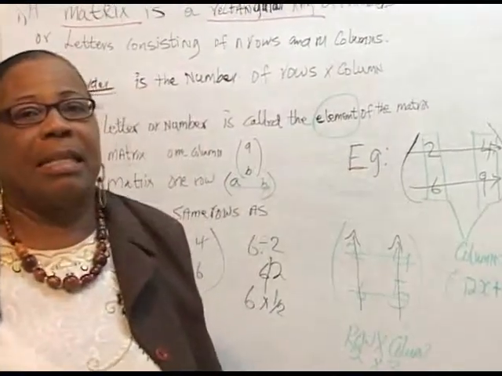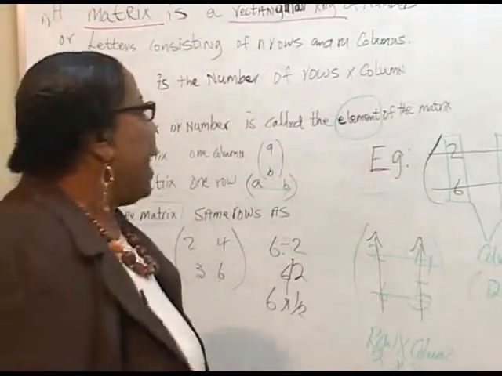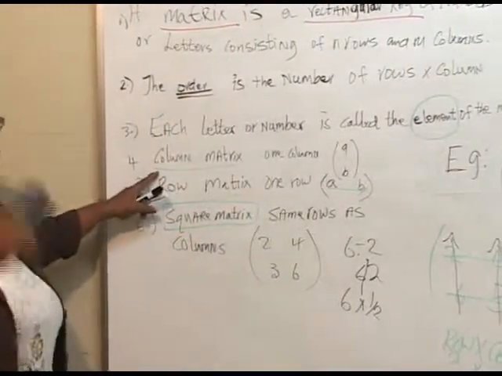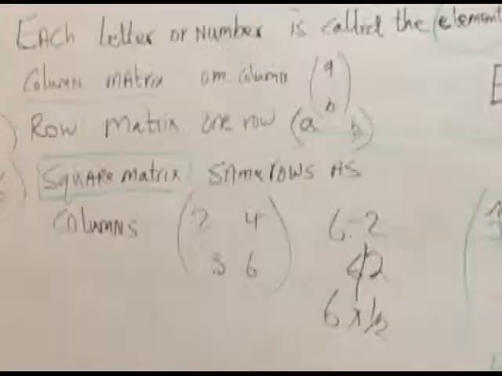All right, and then how do we identify the numbers that make up the matrix? Yes, same thing as in sets. We call them the elements. And then we call these things specific: column matrix, 1 column; row matrix, 1 row; square matrix, same number of rows as columns.